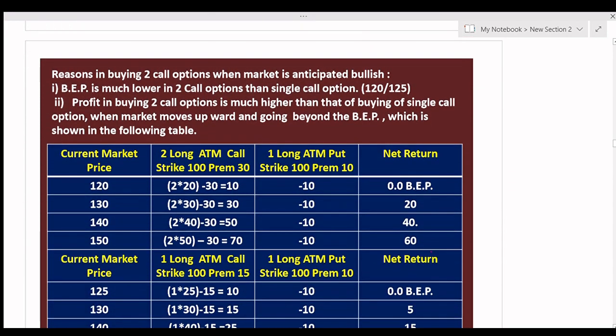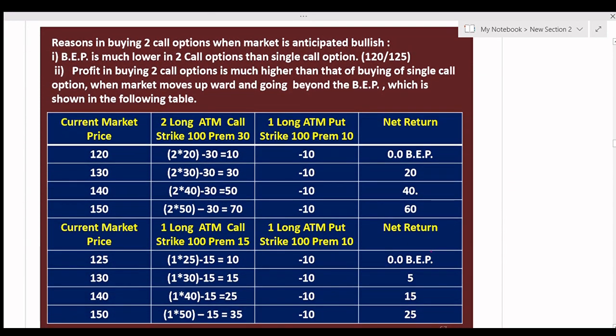Reasons for buying 2 call options when the market is anticipated bullish. Number 1, BEP is much lower with 2 call options than with a single call option, that is 120 for 2 call options and 125 for the single call option. So the trader will reach BEP earlier with 2 call options than with a single call option, so he is in an advantageous position to earn profit earlier.